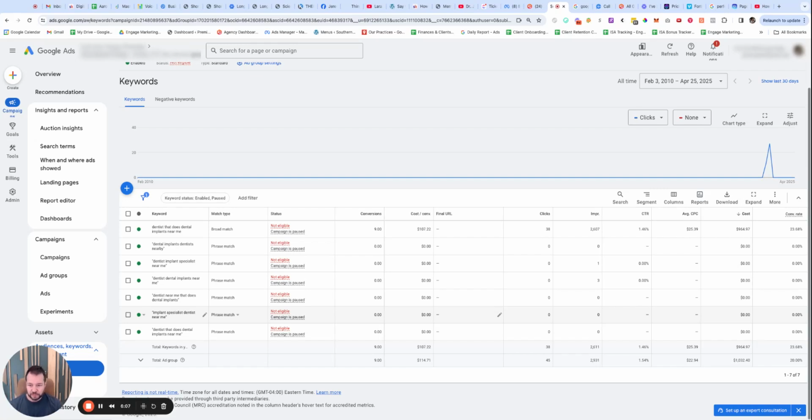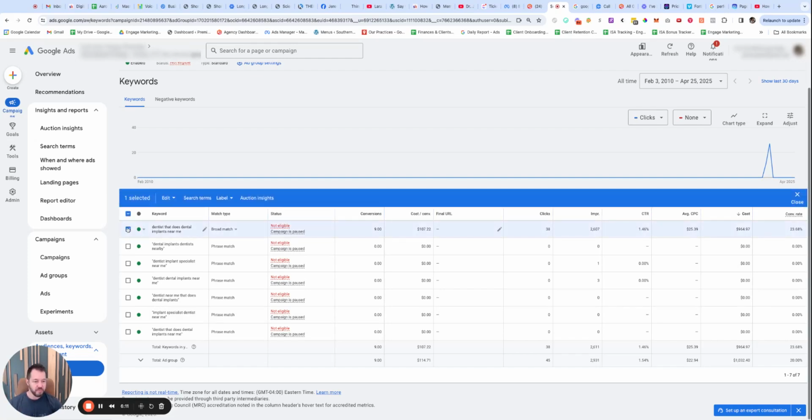So here's the problem. When we start with a broad match keyword, that's broad, right? Google, with 0 data in the account or very little, does not necessarily know which types of keywords to relate to that broad match keyword that you're putting in there. And we can see that as a perfect example up here at the top. So the keyword that was put in for broad match was "dentist that does dental implants near me."